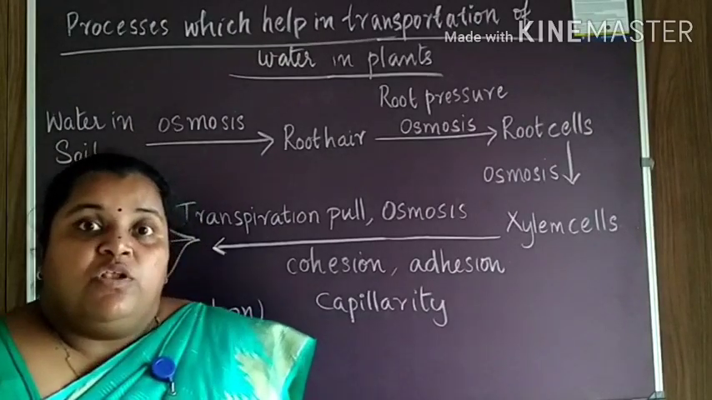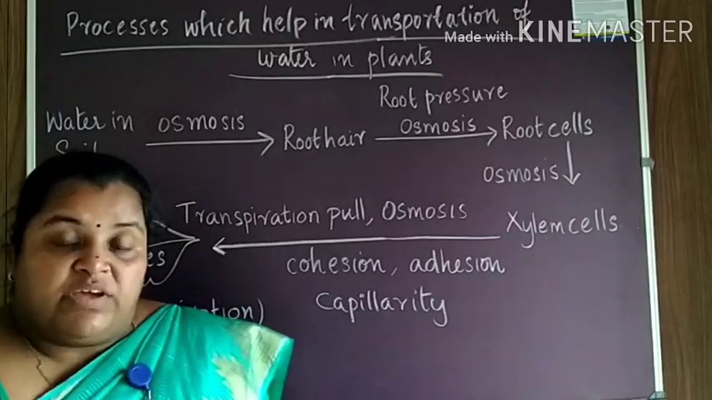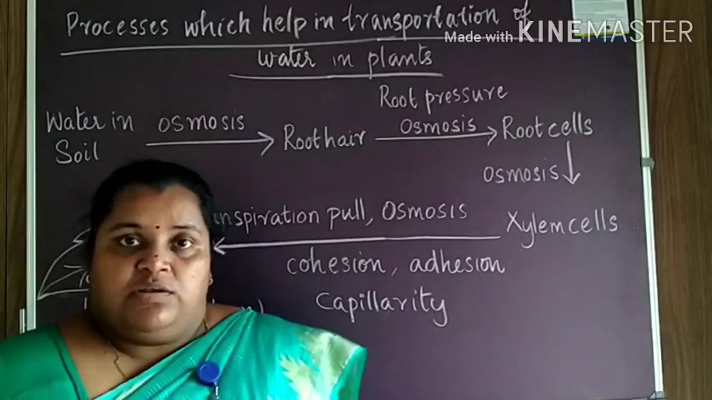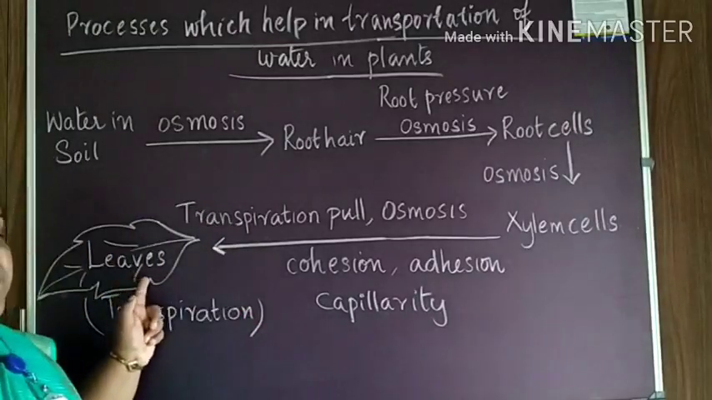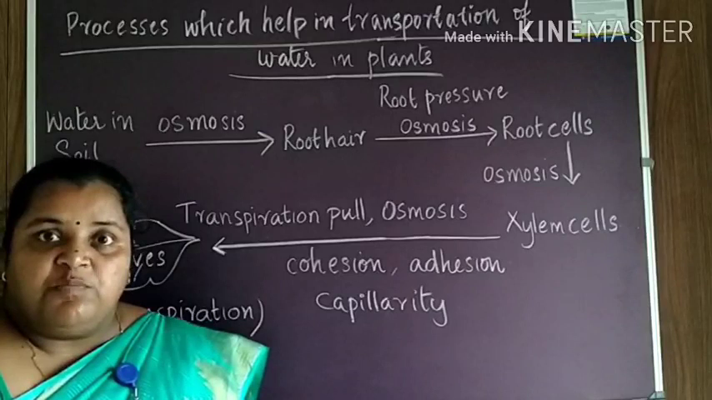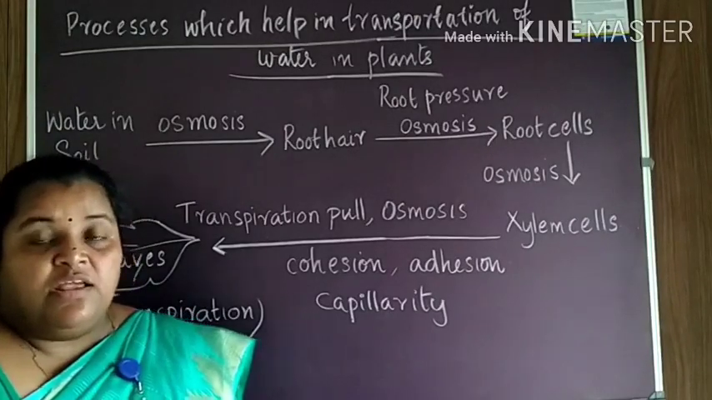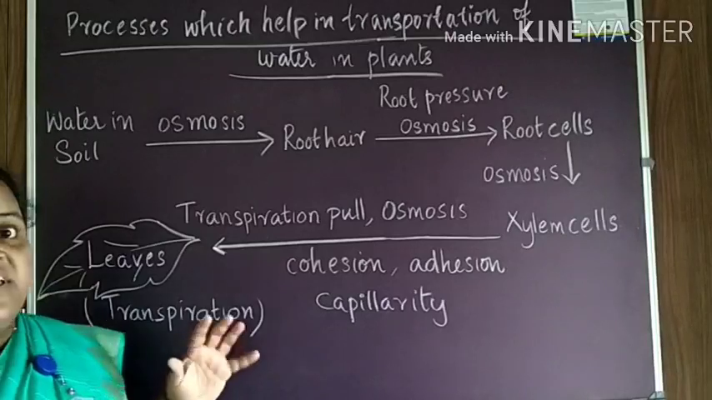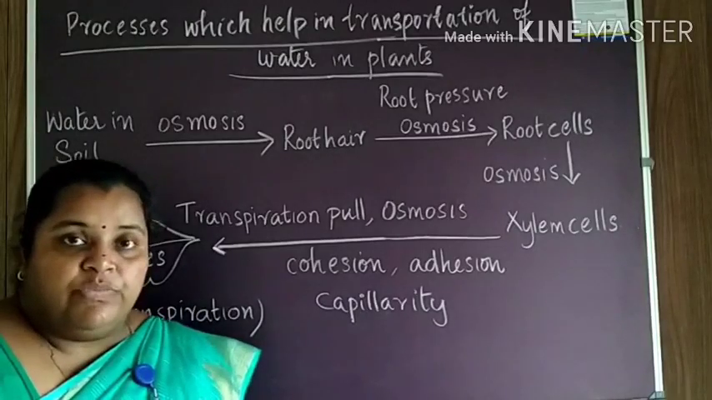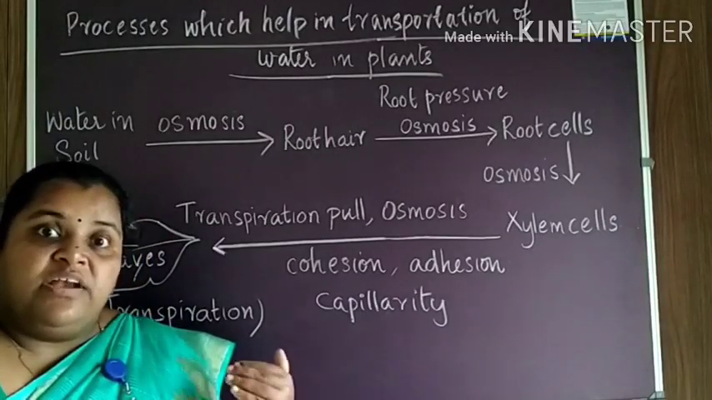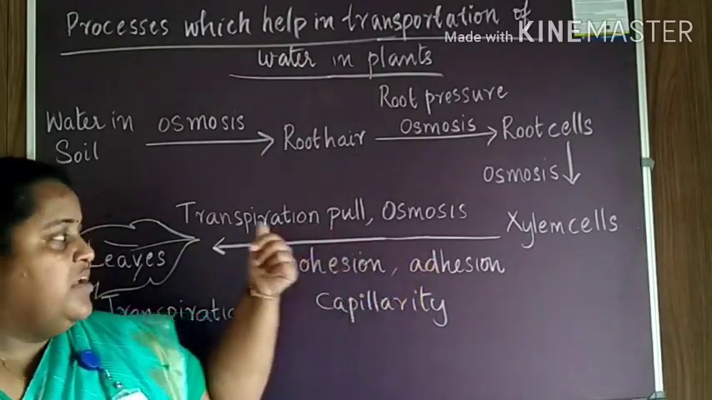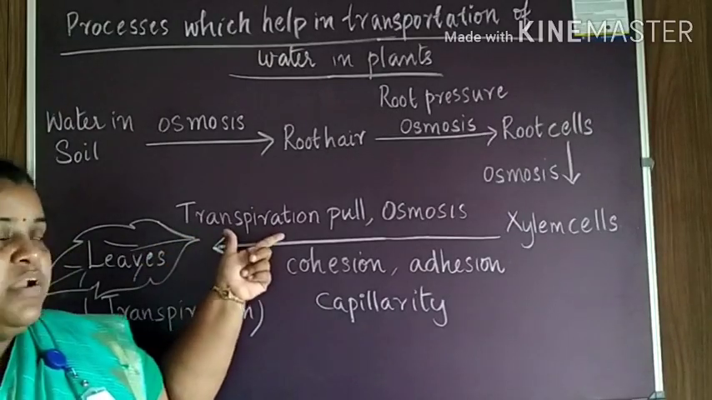The process of loss of water from the leaves through stomata in the form of water vapor is known as transpiration. It creates a decreased pressure on the leaves, and that decreased pressure is known as transpiration pull. I'll repeat once again. Due to transpiration, a decreased pressure is felt on the leaf, and that pressure is known as transpiration pull. In order to compensate that decreased pressure, water is absorbed from the xylem vessel into the leaves with the help of transpiration pull.